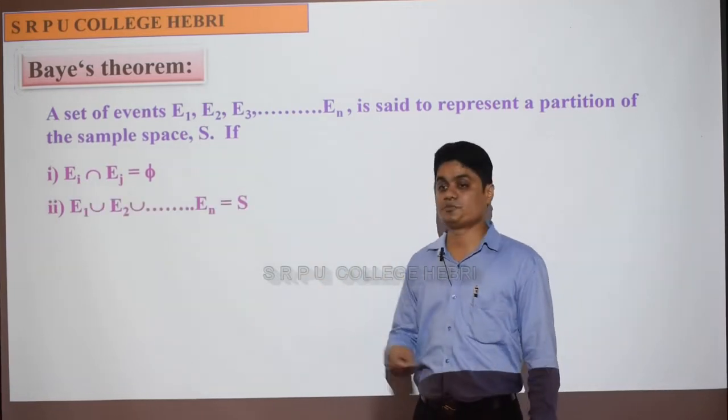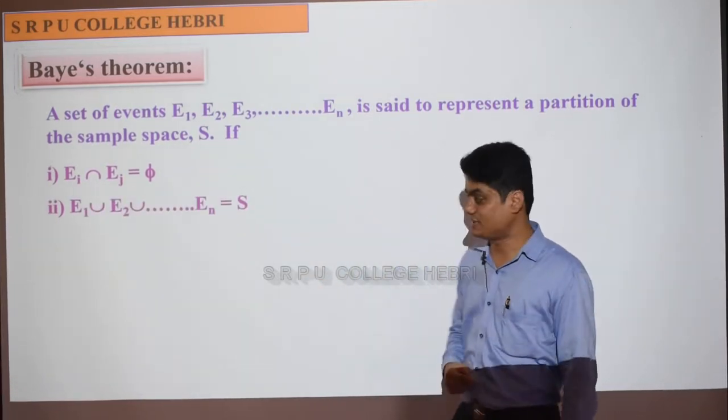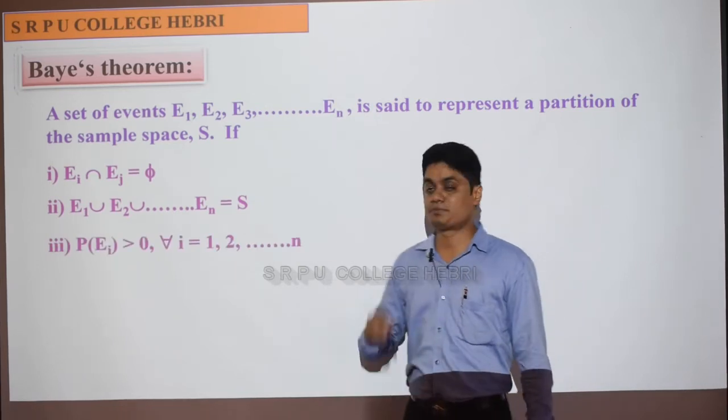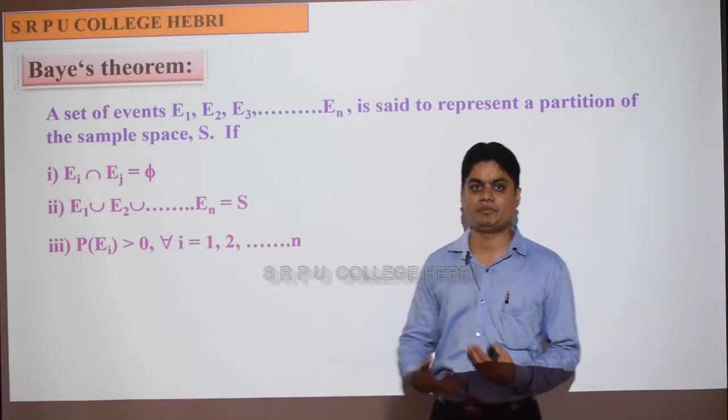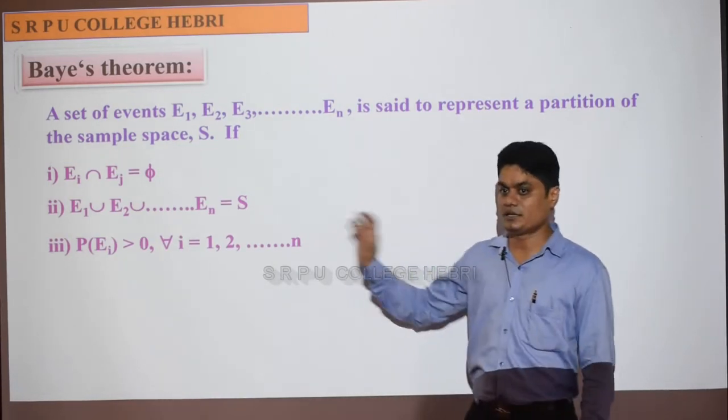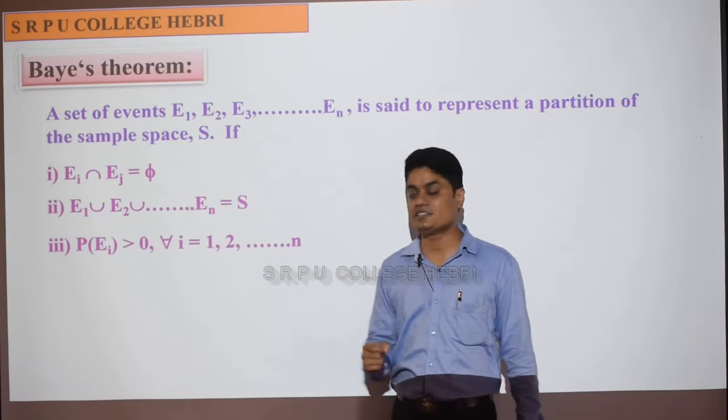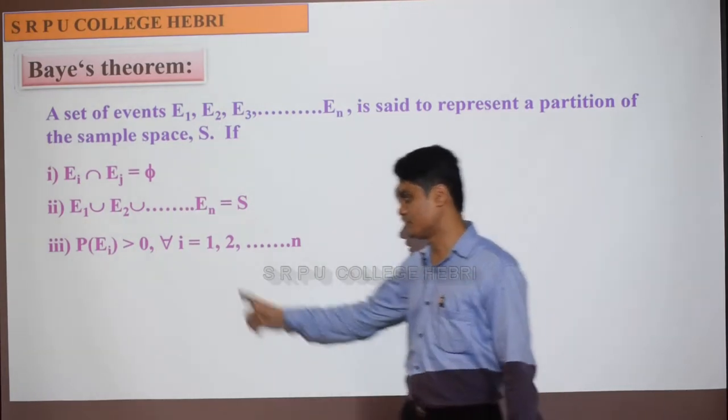Their union must be the sample space. As well as, the probability of each event must be positive. This is obvious because the probability of an event cannot be negative, but remember this condition exists. The probability of each event must be greater than 0 for i from 1 to n.